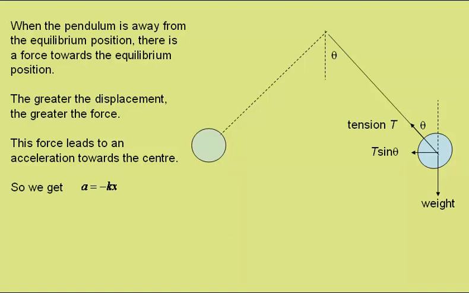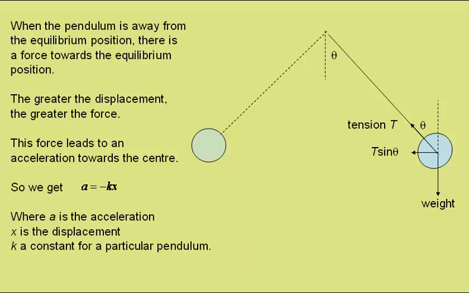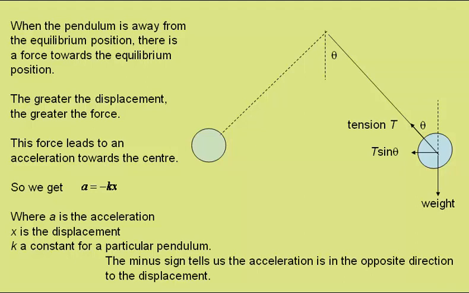So we can write a is equal to minus kx, where a is the acceleration, x the displacement, and k is a constant which depends on the particular setup of the pendulum. The minus sign tells us that the acceleration is in the opposite direction to the displacement. The acceleration is always towards the equilibrium position.